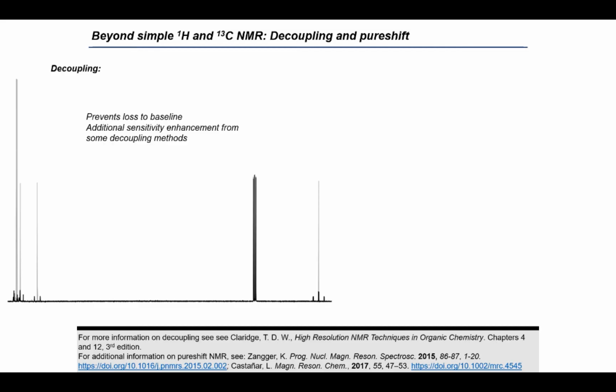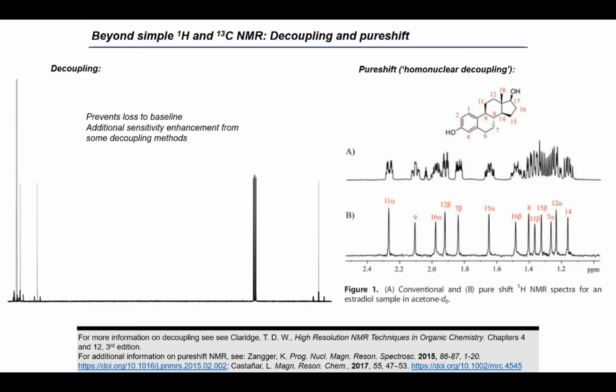But actually that increase isn't just from not losing your multiplets to the baseline. Some methods of decoupling also give an additional sensitivity boost, and that's one of the reasons that we tend to decouple. Now, when you think of decoupling, you tend to think about decoupling one nucleus from another. But we can also do what we call pure shift NMR, which really is just homonuclear decoupling. And that's decoupling all of the protons in solution from each other.